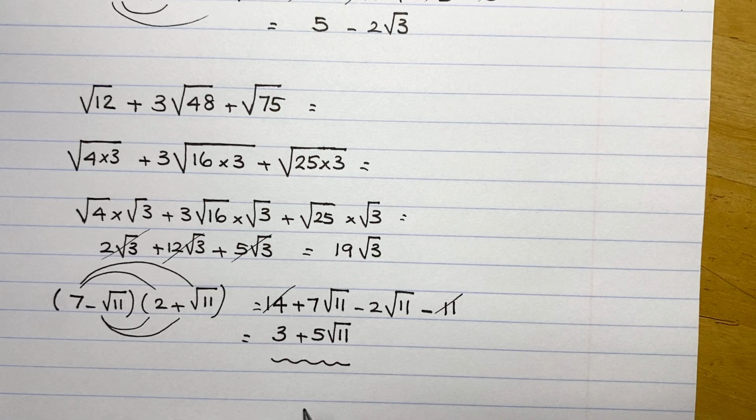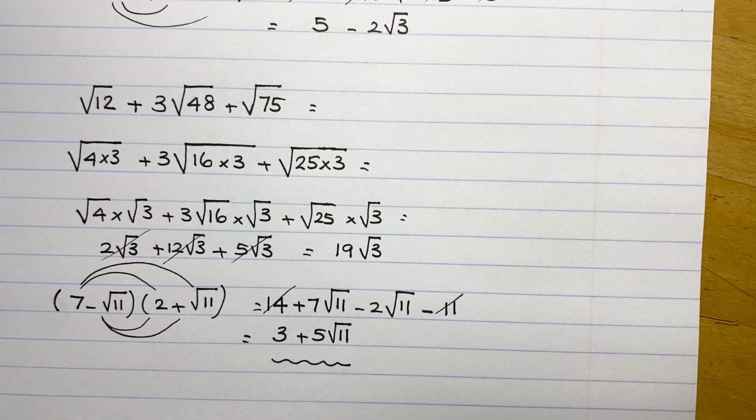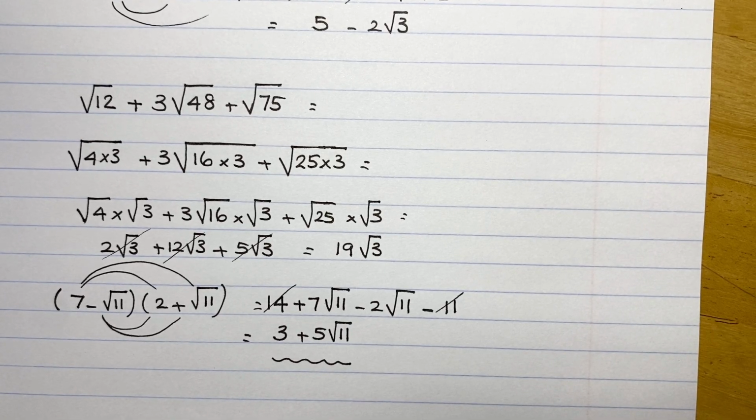Next lesson, we go to rationalizing surds. There are 2 types, and that will conclude our lesson on surds.